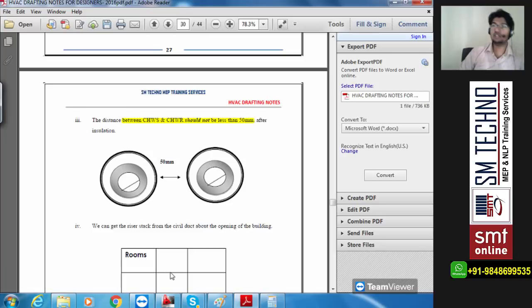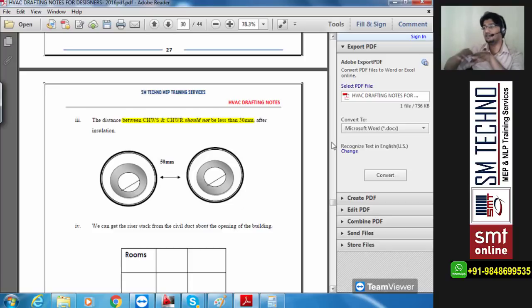The total distance between the pipes after installation should be not less than 50 mm. That means the minimum should be 50. You can keep above that, though I'm going to consider 1 foot, 300 mm. I can use that, but I cannot make it 25 mm.